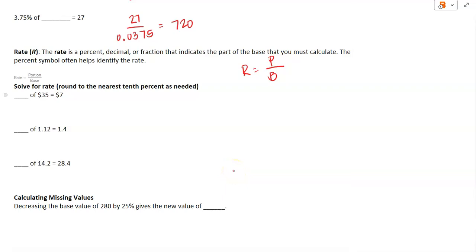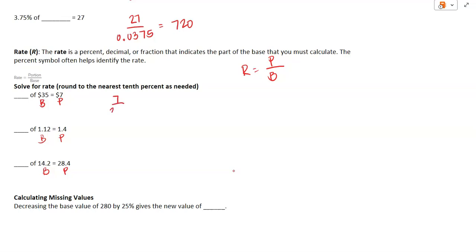Okay, so here we have the word of, and I know that that's going to be my base, and I'm going to just label all of these. So if this is my base, and right now we don't have any numbers with a percent sign, that means that these must be my portions. Okay, so now that I know these, I can go ahead and plug these values into my formula.